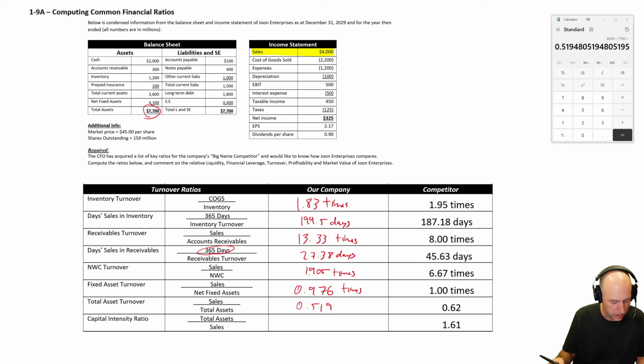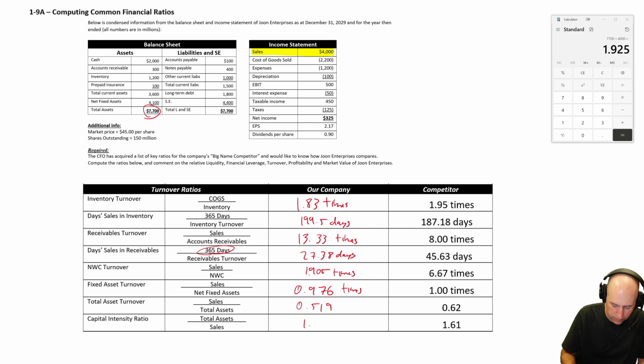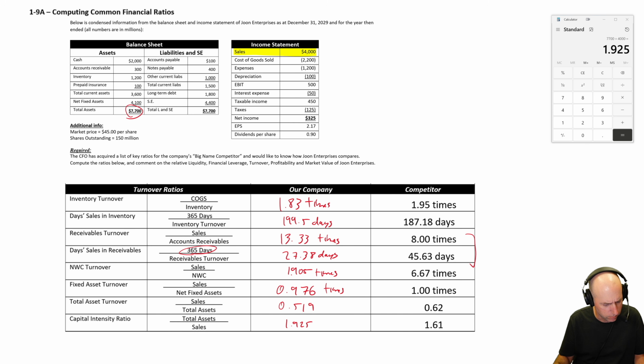Total assets divided by sales, the capital intensity ratio. How many dollars worth of assets does it take to generate a sale? This is just the inverse of the previous one. Assets, 7,700 divided by sales, 4,000, and I get 1.925. So it takes me $1.90 of assets to generate $1 in sales. You would rather this number be lower. So almost across the board, outside of receivables collections, my competitor's doing better here. So relative position, we're doing worse as far as turnover ratios go.